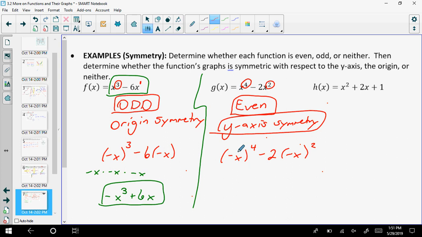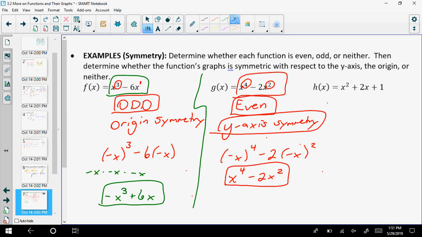So this would mean negative x times negative x times negative x times negative x. Well, if you multiplied those together, you would get a positive x to the fourth. And back here, I would have to do my exponent first, so negative x squared would be x squared, and then times the negative 2. Notice, after simplifying, I have the same exact equation. So that means it's even, or it has y-axis symmetry.